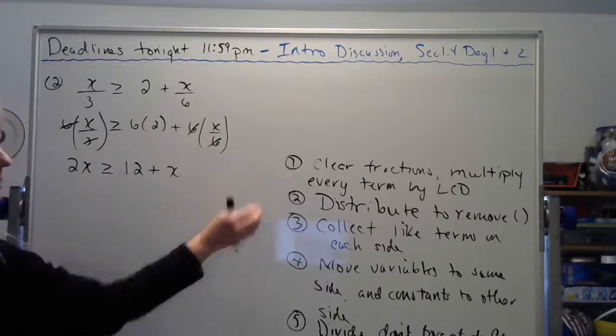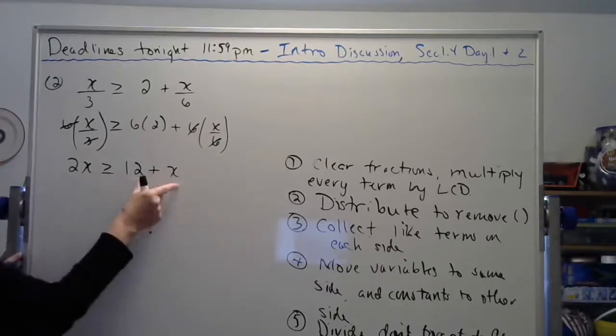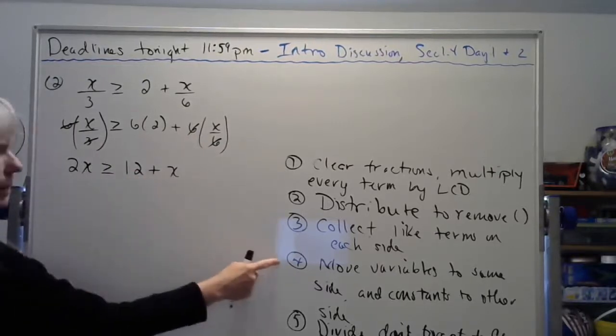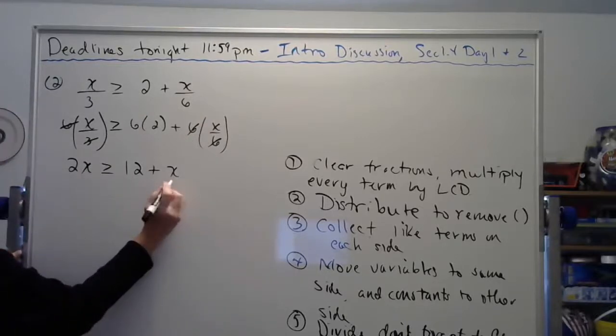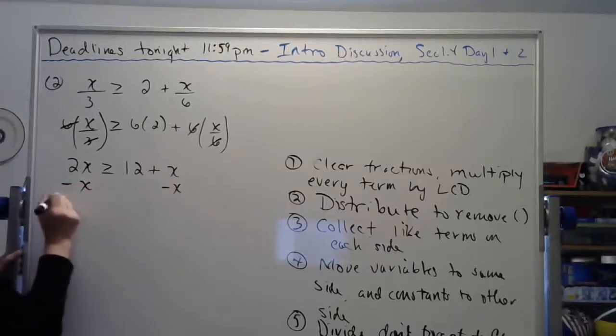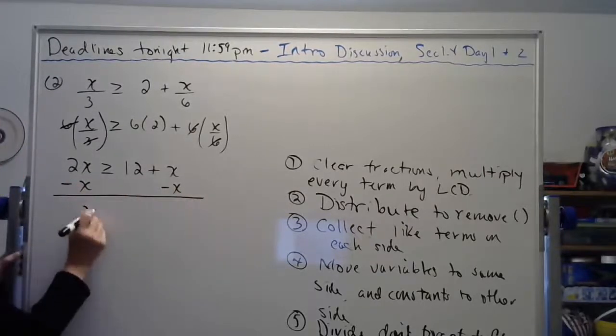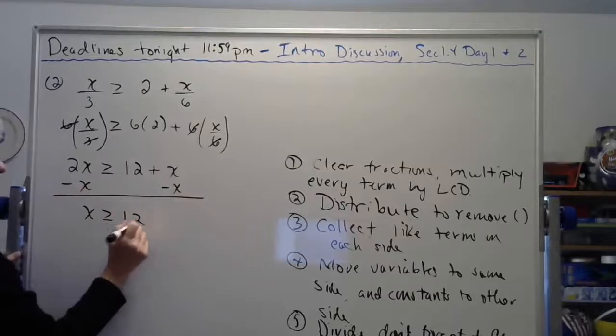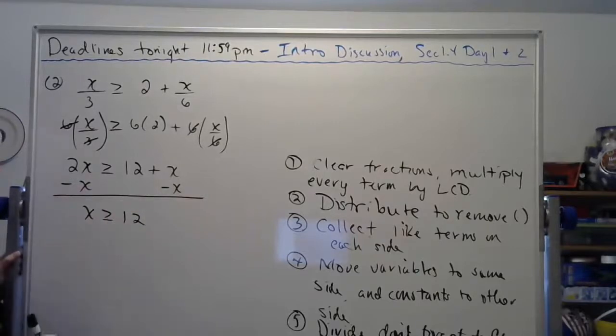Okay, we don't have any parentheses. I have nothing to collect. In other words, there's nothing to collect on this side or this side. So we're going to come in and start moving things. Always move the smaller variable. It just makes life easier for you. So I'm going to move the minus x. That'll give me x is greater than or equal to 12, and I'm done. There's no coefficient to divide by.